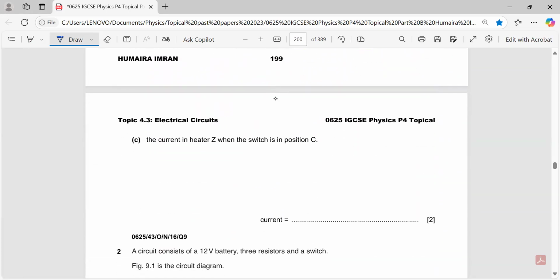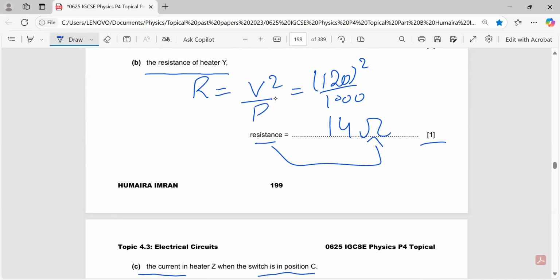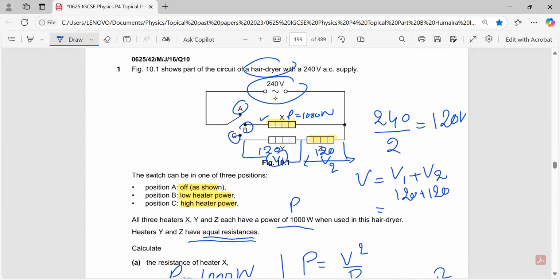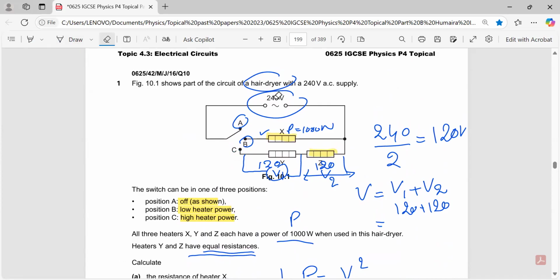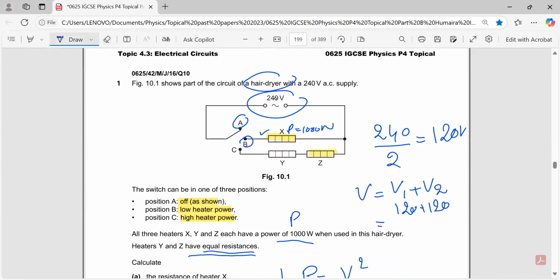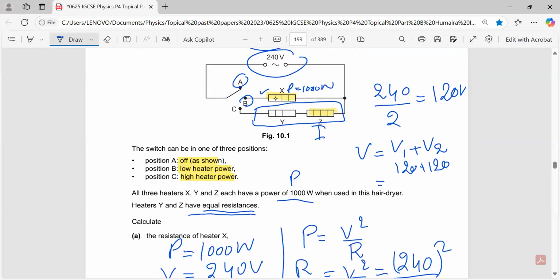The next part is the current in the heater Z when the switch is in position C. We will move back toward the diagram. Here you will see that this is the position C, and they want us to calculate the current in heater Z. This is heater Z. As you know, once again, these two are in series with each other, so current will remain the same throughout this branch. We need the total voltage and total power to calculate the resistance.